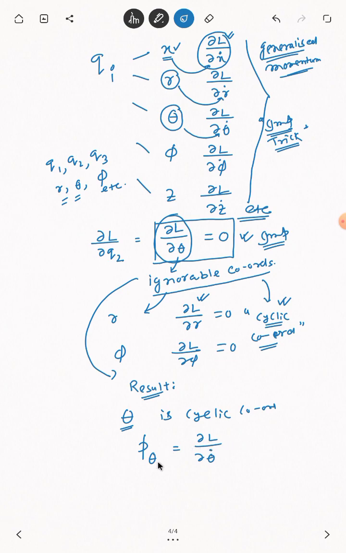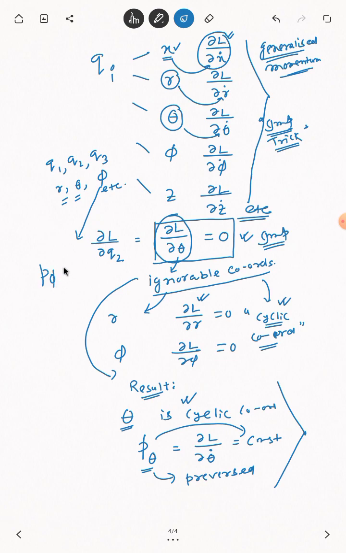As we have already seen, the generalized momentum due to theta will be the partial derivative of L with respect to theta dot, and that will be constant. That means p theta will be preserved. This is an important result. I am telling you once again: if theta is a cyclic coordinate, then p theta will be constant. So if phi is a cyclic coordinate, then p phi will be constant. That means it will be preserved.